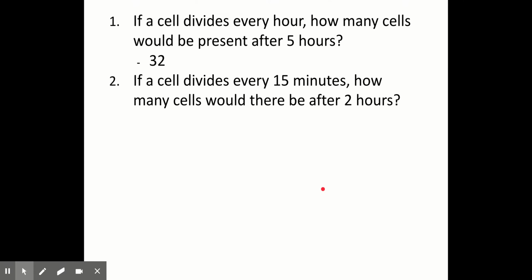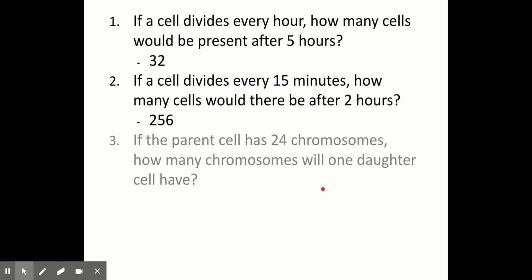Second question asked, if a cell divides every 15 minutes, how many cells would there be after 2 hours? So again, we're starting at 0 minutes and we're basically going up in 15s until we get to 2 hours. Then we start with one cell and we just keep doubling until we get to the same line, and that would be 256.